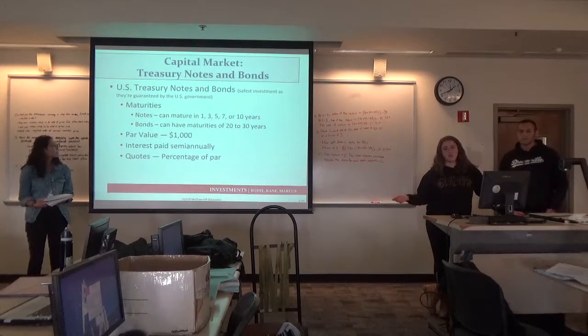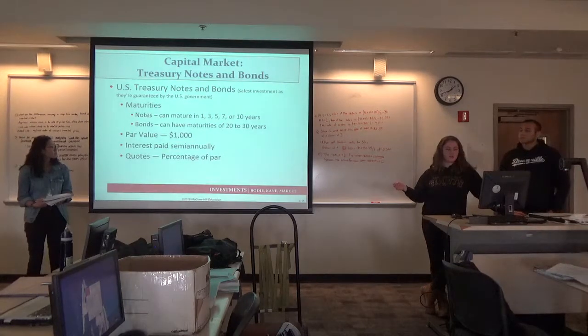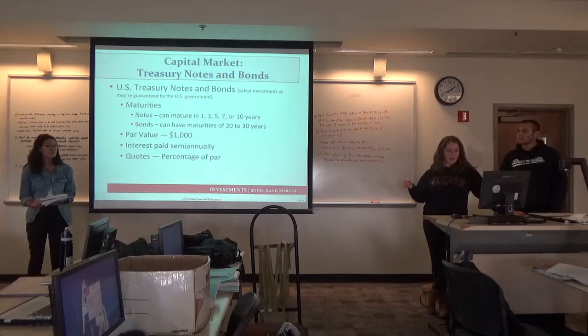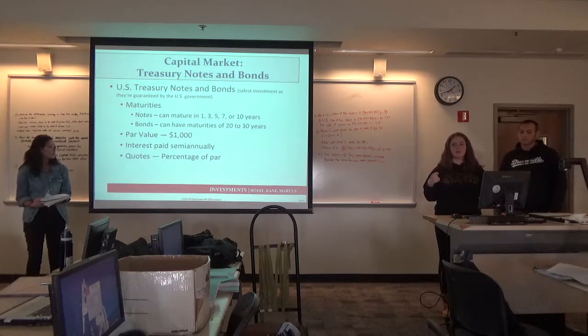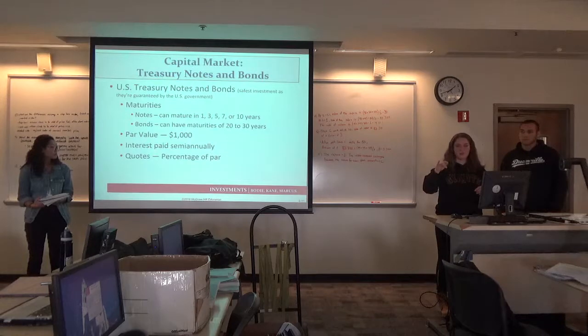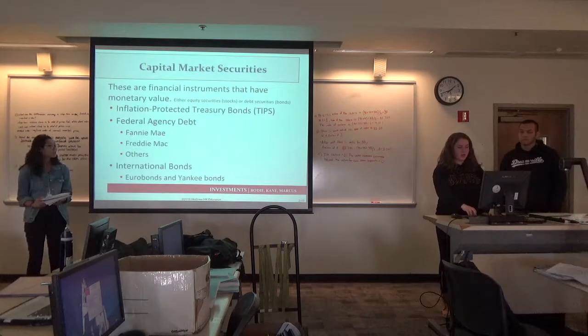And for maturities, notes and bonds have different maturities. Notes can mature within 1, 3, 5, 7, or 10 years, and bonds typically have maturities over 20 or 30 years, so it's a longer term investment. We wanted to mention that par value is 1,000, interest is paid semi-annually, so you will get that twice within the year, and quotes are the percentage of the par.